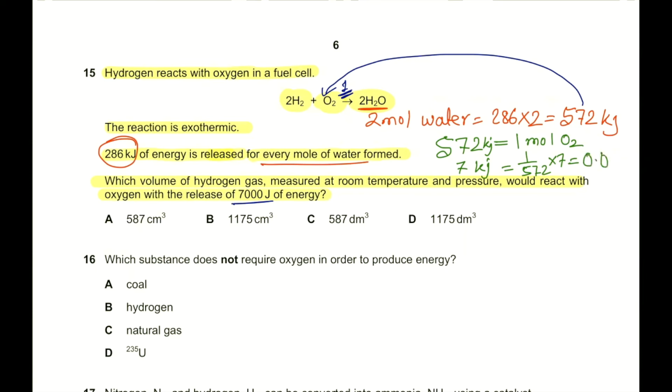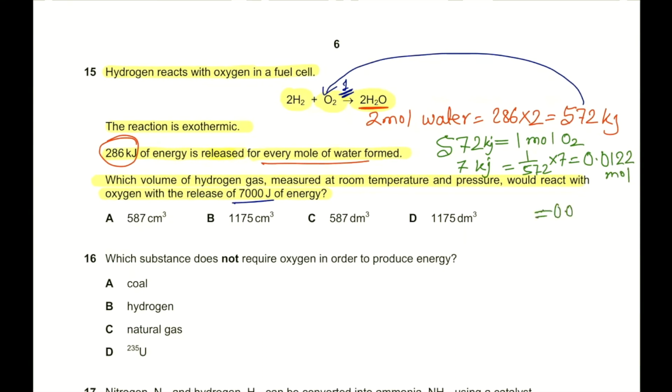0.0122. All right. So 0.0122 moles of oxygen would be required. So 0.0122, when we multiply it with 24,000, this will give us 292 cm cube of oxygen.